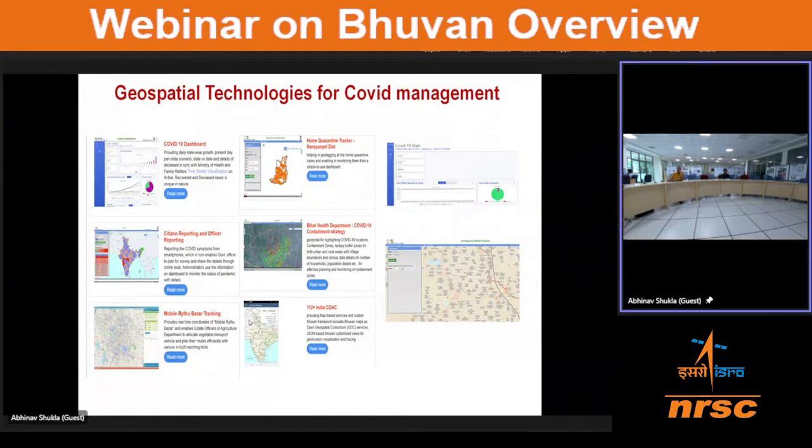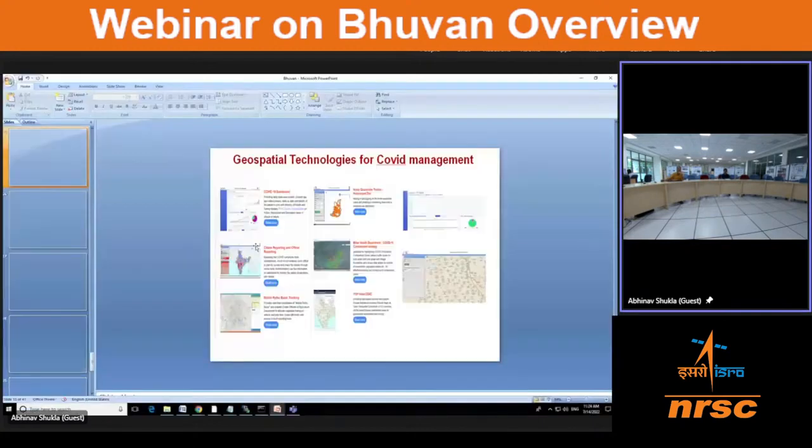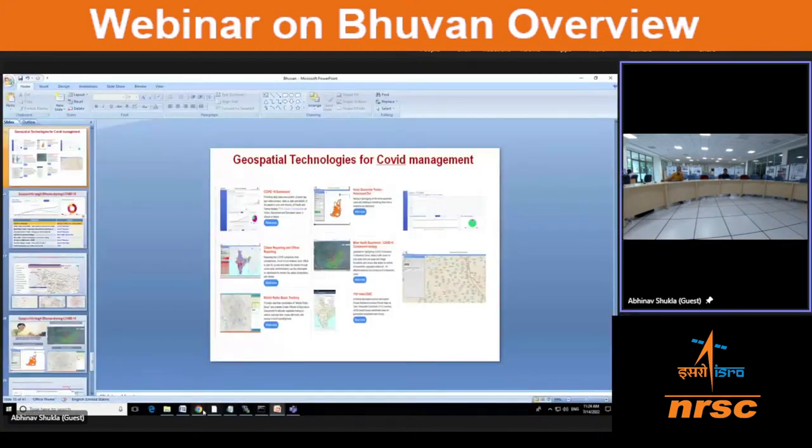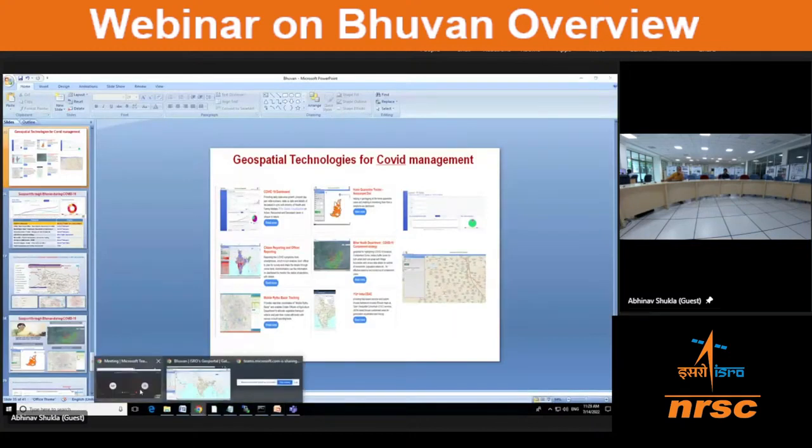Mobile Raitu Bazaar, for example, was also used, wherein all the carts which are carrying the essentials were geotagged. And this information was available live to the people who were stuck in their homes due to lockdown. And citizen reporting and officer reporting and these kinds of administrative applications are also in place. So I'll take you to the Bhuvan portal once to show you all these things.